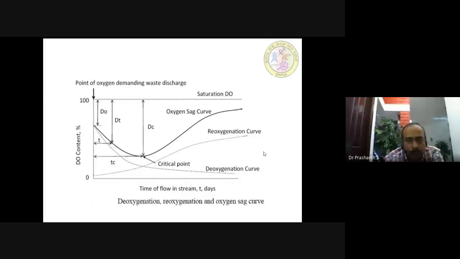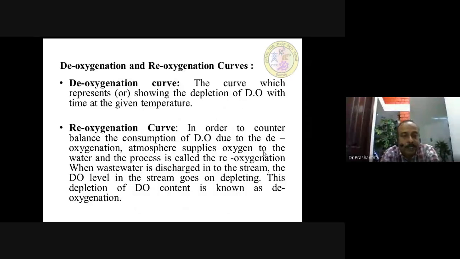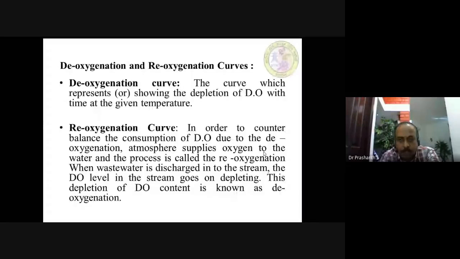So we are going to understand this mathematically in this session 5. Again, whatever I have discussed here has been written here: the deoxygenation and re-oxygenation curve. Let's see what the deoxygenation curve is. The curve which represents the depletion of DO with time at a given temperature is called the deoxygenation curve, which shows the depletion of DO.